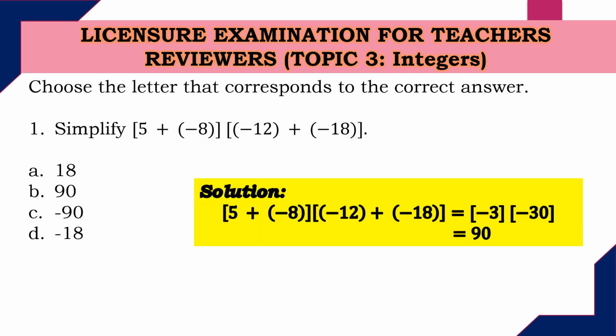So, we have 5 plus negative 8. 5 plus negative 8 is negative 3. Next, negative 12 plus negative 18, that is negative 30. Next operation, negative 3 times negative 30, and that is equal to positive 90. Why positive 90? Again, because the two integers have the same sign. So, the answer is positive 90, and that is letter B.